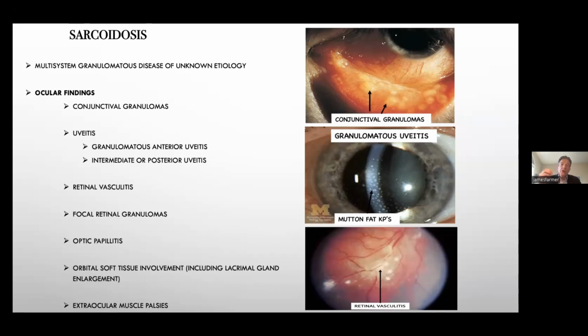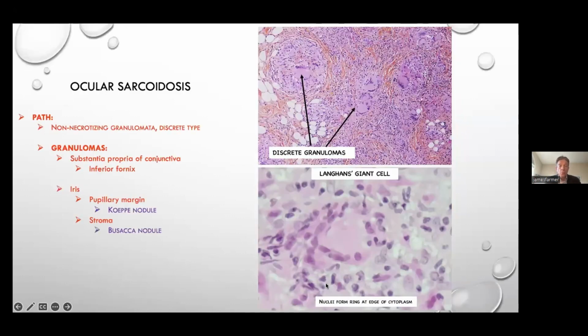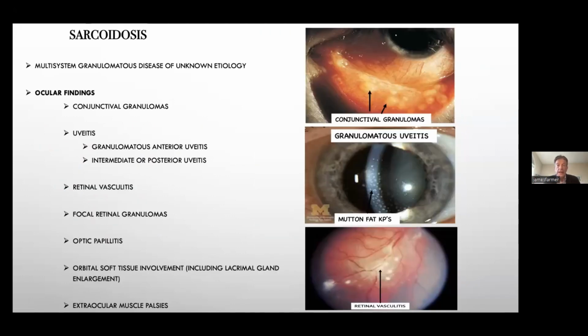If there's inflammation in the vitreous, we call that an intermediate uveitis. And then if we go a little bit further, you get some of these white spots, which can actually be in the choroid as part of a posterior uveitis. They can also occur more superficially in the retina as retinal granulomas. It can inflame the optic nerve head and give a condition that looks a lot like papilledema with a little hemorrhage. That's an optic papillitis.